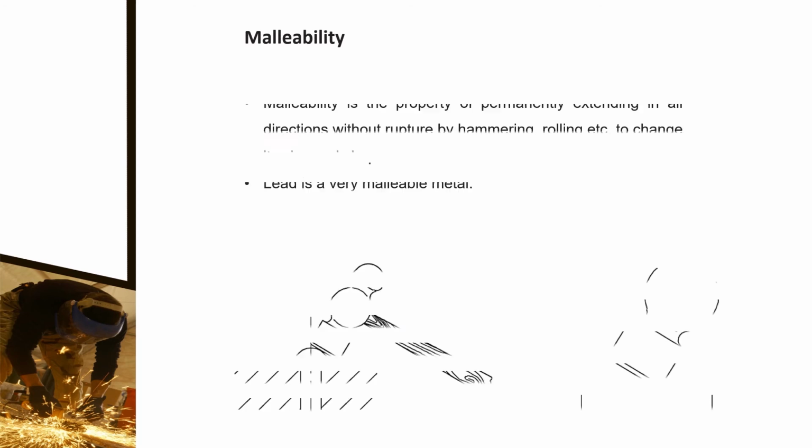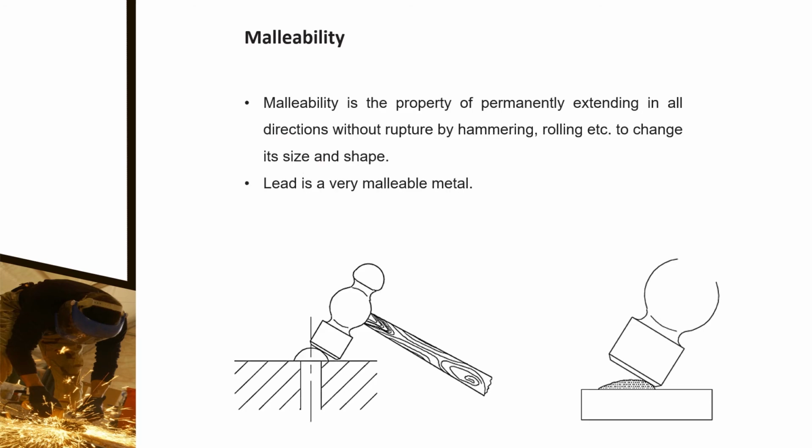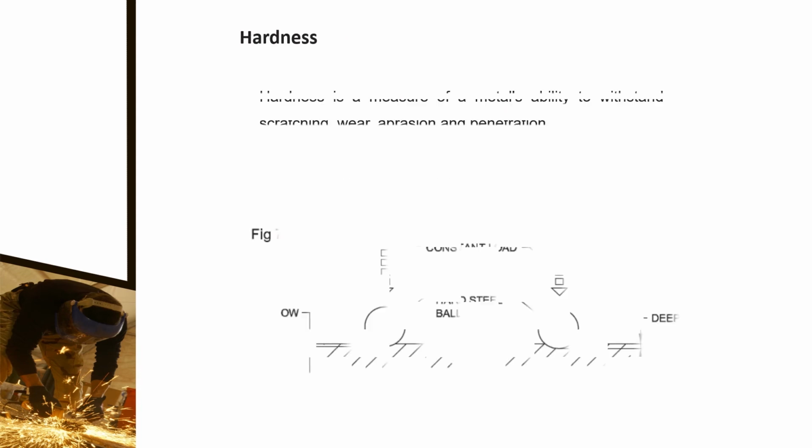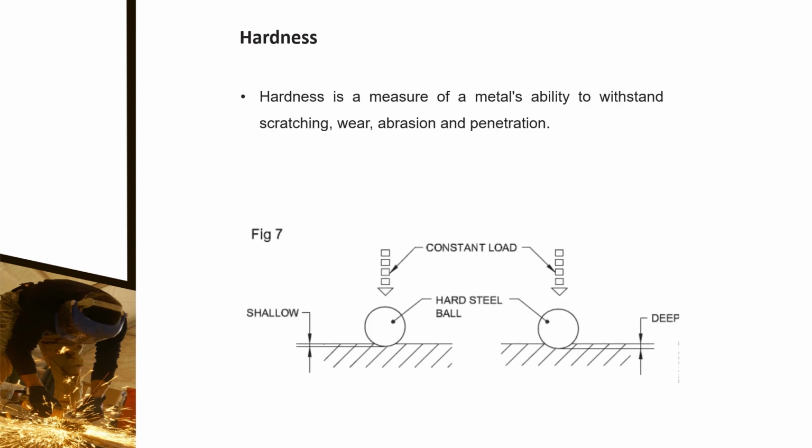Malleability. Malleability is the property of permanently extending in all directions without rupture by hammering, rolling, etc., to change its size and shape. Lead is a very malleable metal. Hardness. Hardness is a measure of a metal's ability to withstand scratching, wear, abrasion, and penetration.